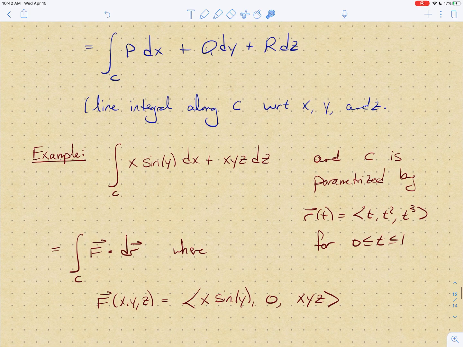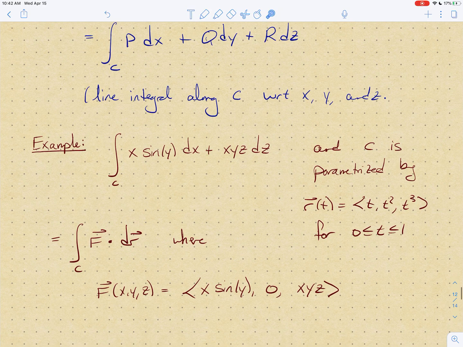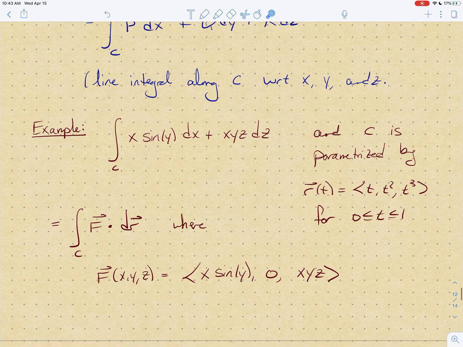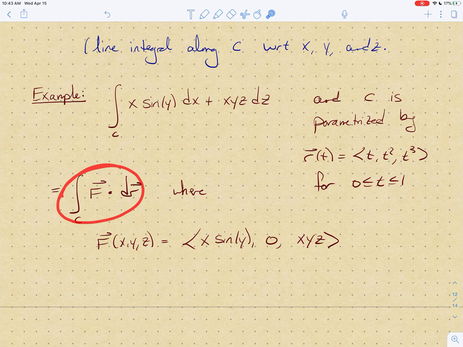So just a quick example of how one might do this. I'm not actually going to compute anything, but if you started out with this integral and you wanted, you could rewrite this as the line integral of a vector field F, where what's F? Well, the first component of F is x sin y. There is no y here, so we just put a 0 for the y component, and then xyz for the z component.